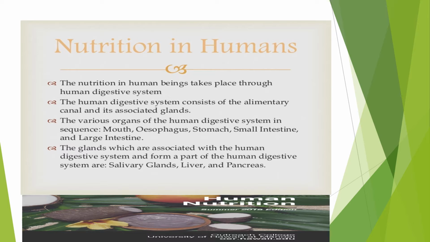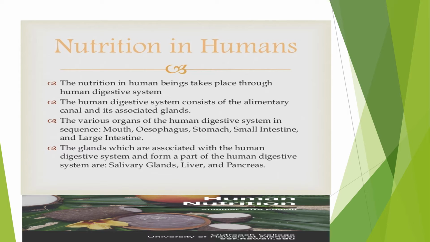What is nutrition in human beings? Actually, nutrition in human beings takes place through the human digestive system. Okay. Now, the system associated with nutrition in case of humans is, remember, the digestive system. Now, what does this digestive system consist of? It consists of the alimentary canal and its associated glands.